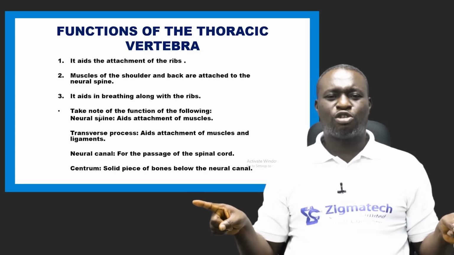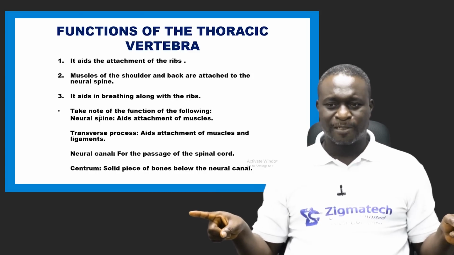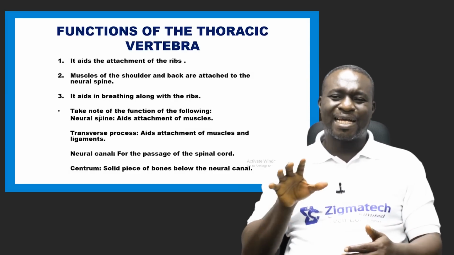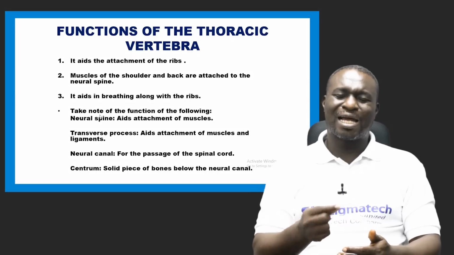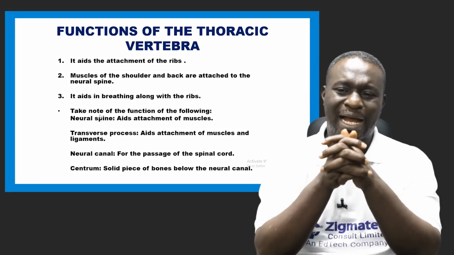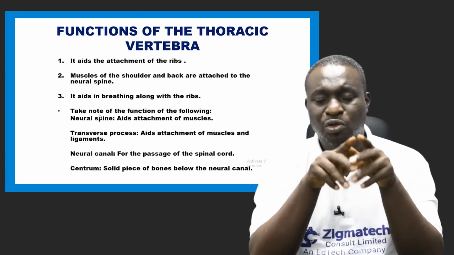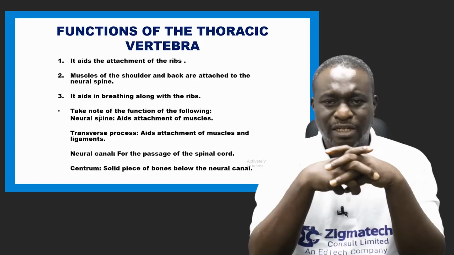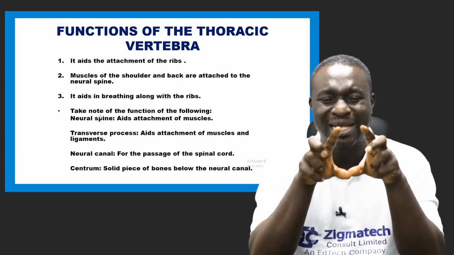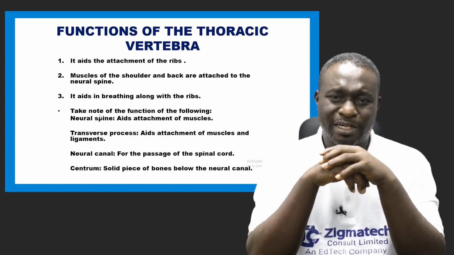What is the major function of the transverse process? The major function of the transverse process is that it aids attachment of muscles and ligaments. We also have the neural canal. The neural canal serves as a passage for the spinal cord.